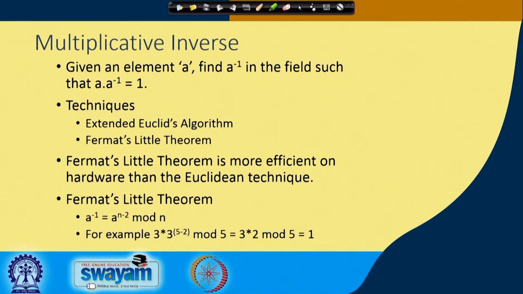For simplicity, let us choose n as a prime number, in which case all the non-zero elements, from 1 to n minus 1, belong to its multiplicative group. As a small example, suppose I take n equal to 5, which is a prime number. Then 3 to the power of 5 minus 2 modulo 5 should be its inverse. You can check that this turns out to be 2, and therefore if I multiply 3 with 2, I get 6, which modulo 5 is 1. So, 2 is indeed the multiplicative inverse of 3 modulo 5.